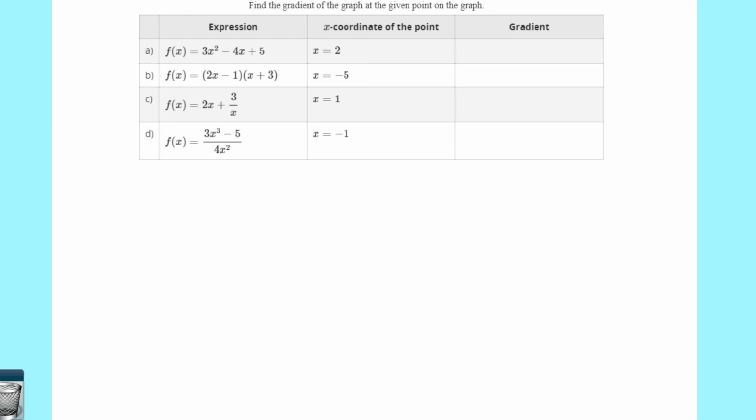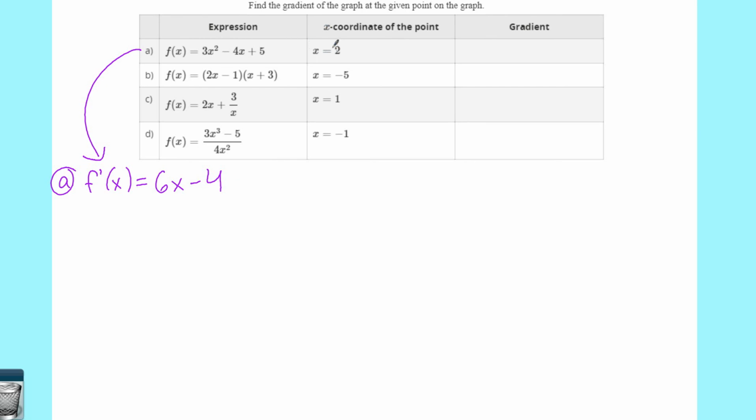Alright, so the next part is finding the gradient of the graph at the given point on the graph. If I'm trying to find the gradient, well then, what should I find? Maybe the derivative. So, let's start with A. The derivative of f of x here would just be 6x minus 4. Hopefully we've gotten quicker at that.